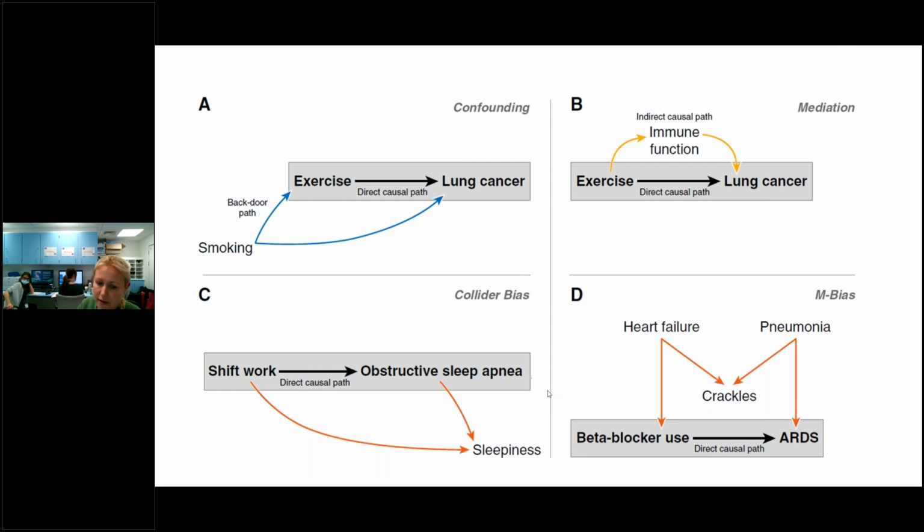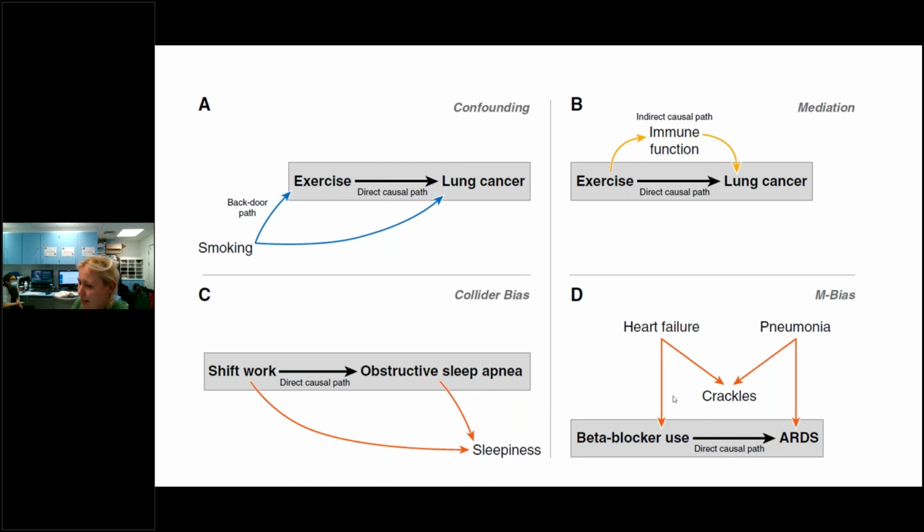But there are other types of pathways. Colliders essentially are just things that exist around as noise, but they're not confounders. So, for example, doing shift work and obstructive sleep apnea both lead to daytime sleepiness. If you do night shifts, you're sleeping in the day. But it's not a confounder, is it? Because it's not actually a false cause. They're just associated with both. So you don't need to adjust for that. They're just things around them.